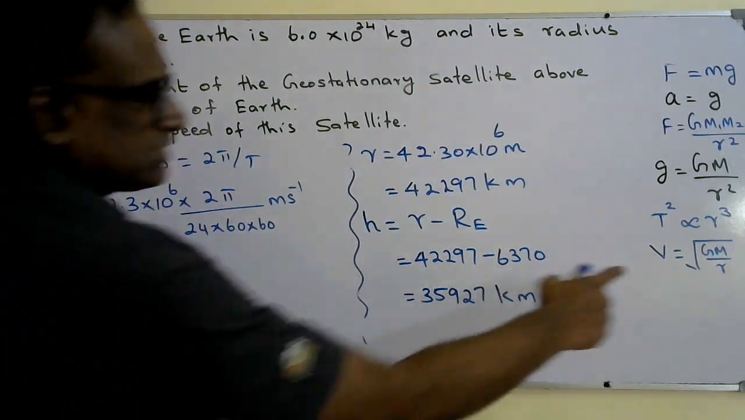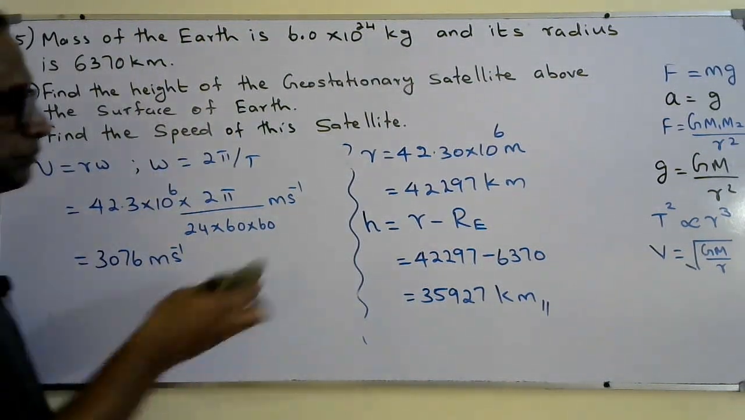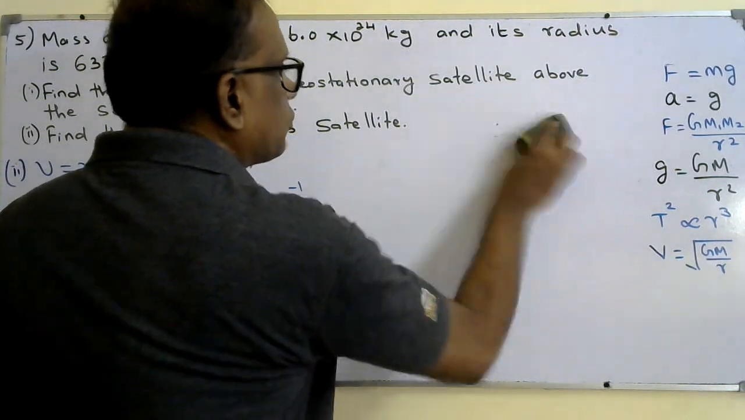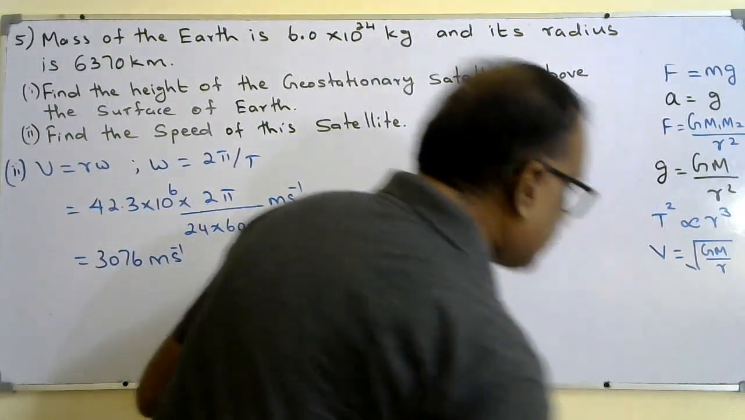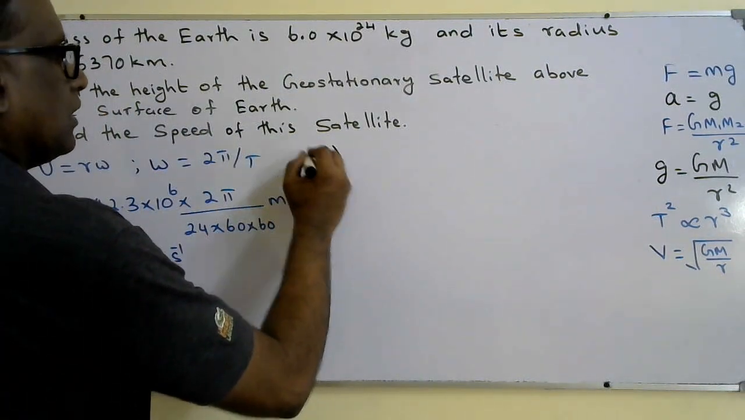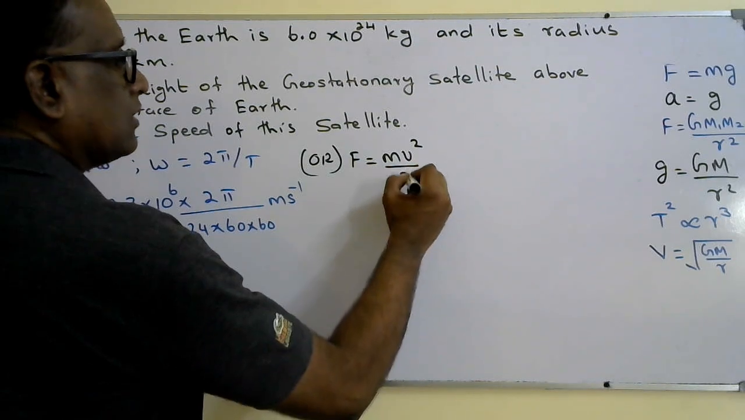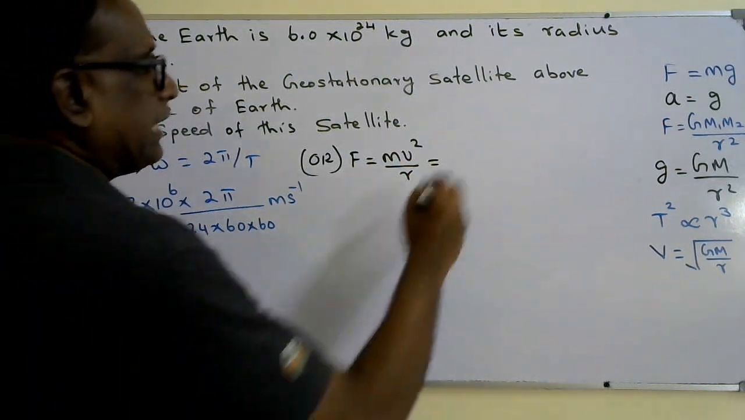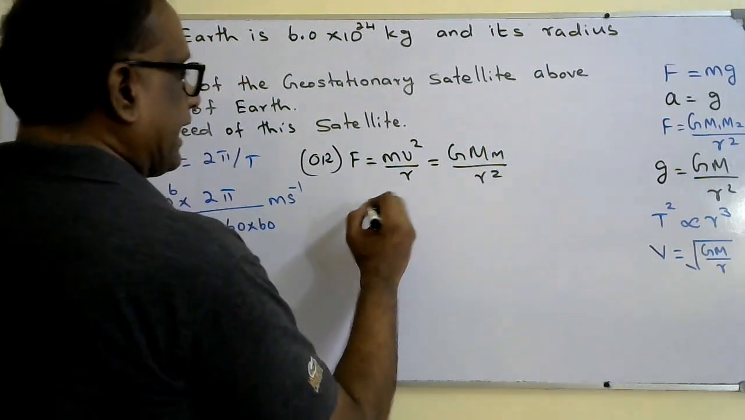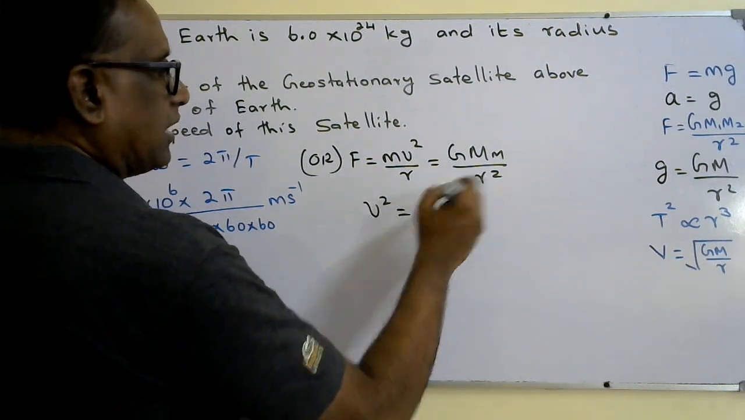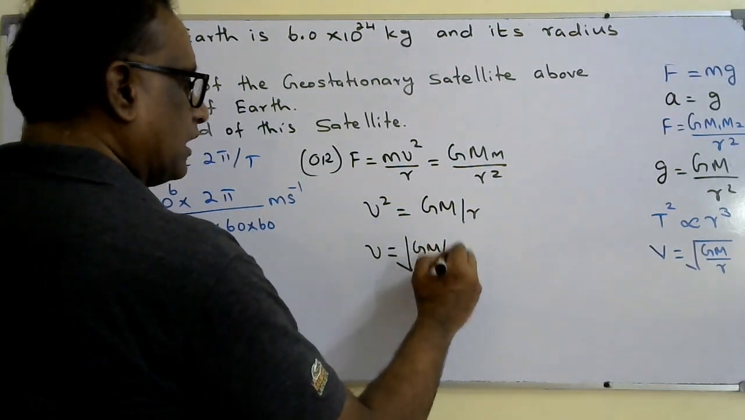Or if you are using this one, you must derive it from basic. You have to derive it and get it. So again I'll show the derivation. Let's start with the gravitational force. The required centripetal force is mv squared over r, which is given by gravitational pull GMm over r squared. So mass of the satellite gets cancelled. So v squared is equal to GM over r. So v is equal to square root of GM over r.